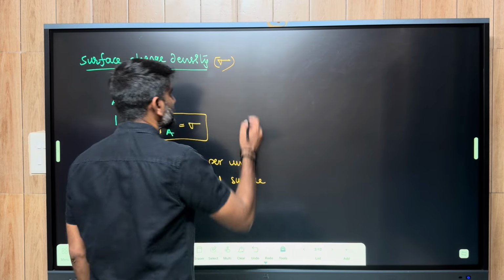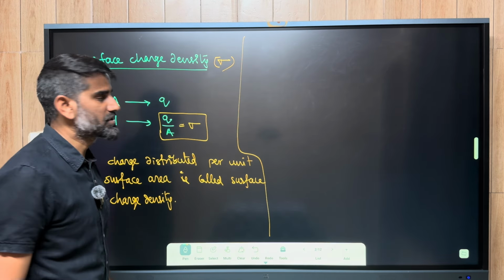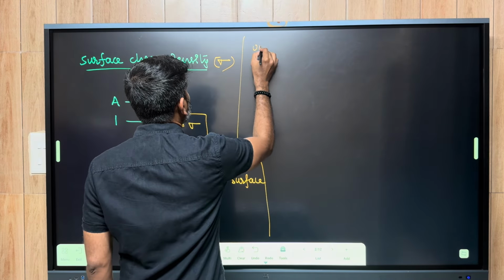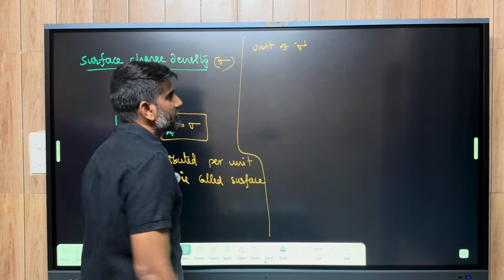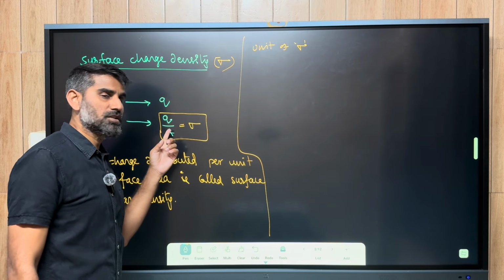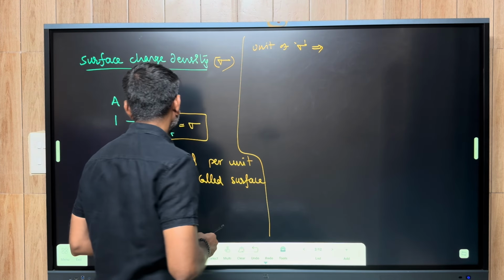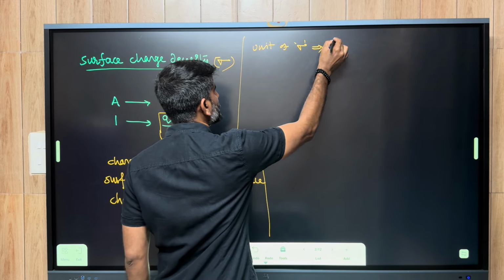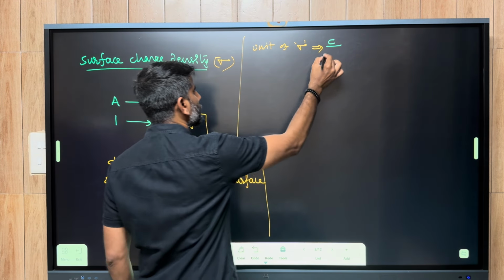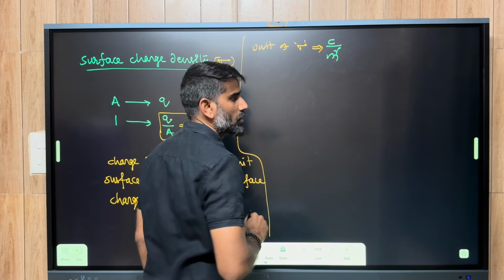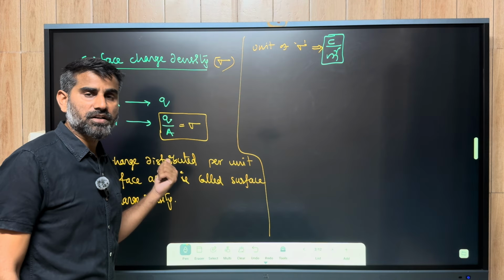Now let's understand the surface charge density a little further. What are the units of surface charge density? Sigma is given by the formula charge per unit area, charge by area. The unit of charge is coulomb, and the unit of area is meter square. Okay, coulomb per meter square is the unit of surface charge density.